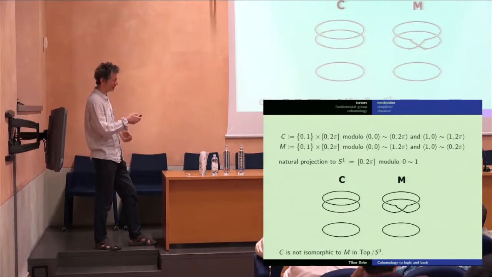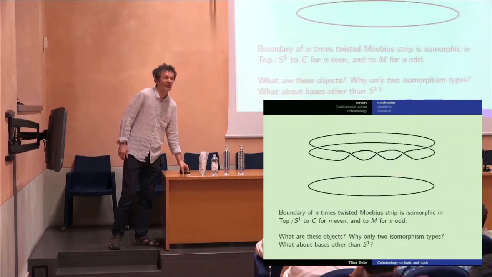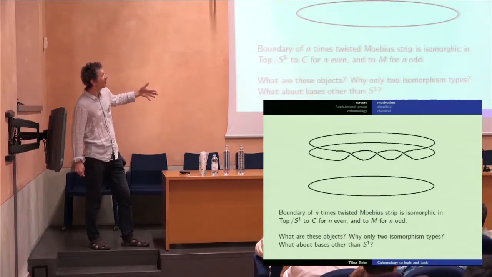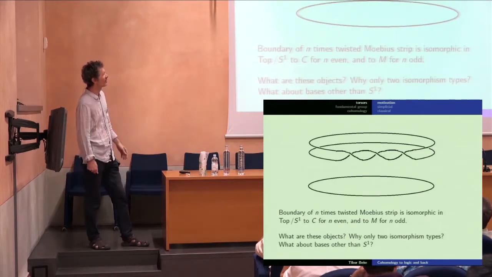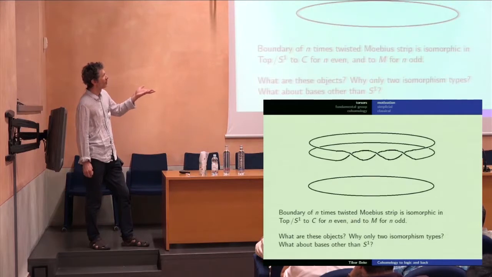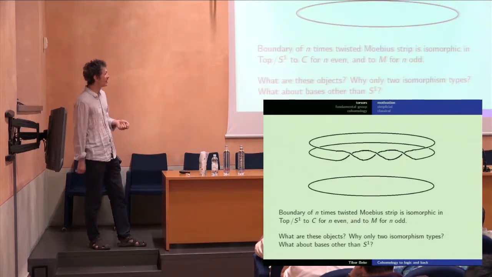They are not homeomorphic. If you twist it lots and lots of times, depending on what you mean by the same, you may get the same picture, you may get different pictures. So once again, as embedded links in three-dimensional space, these are sometimes different, distinguished by the linking number. But if you think of them as just abstract topological spaces over the base, then there's only two of them. So why is it that there's only two of them?